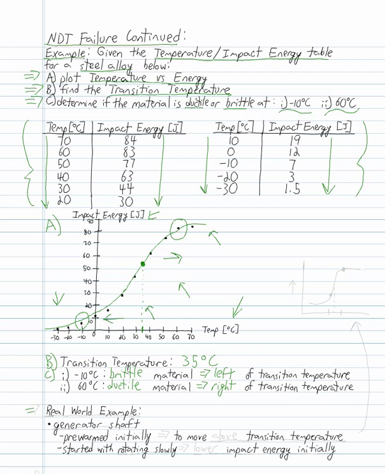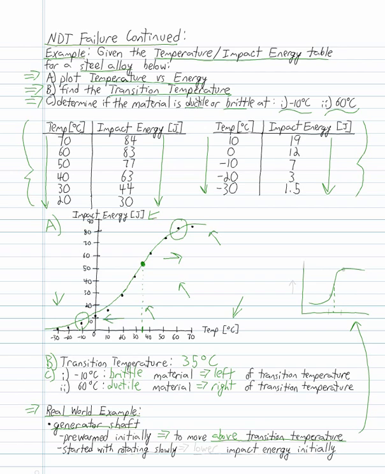We can also go ahead and look at a real-world example. A good one would be a generator shaft. Generator shafts can be pre-warmed initially, and this is done to move above the transition temperature. Looking at, say, a graph, we're going to draw that one more time right over here. This is more prominent, but it still works.